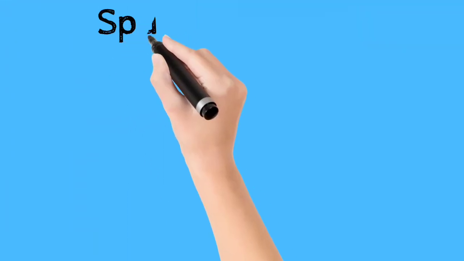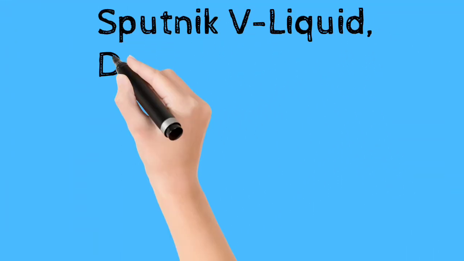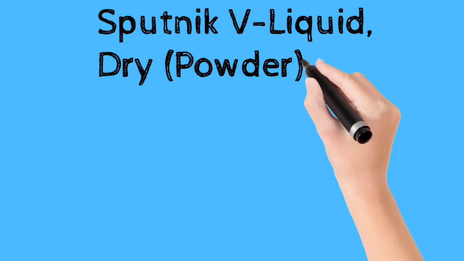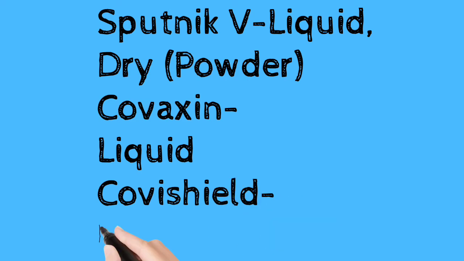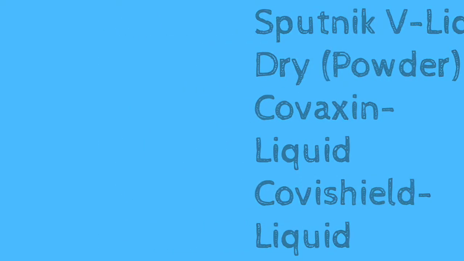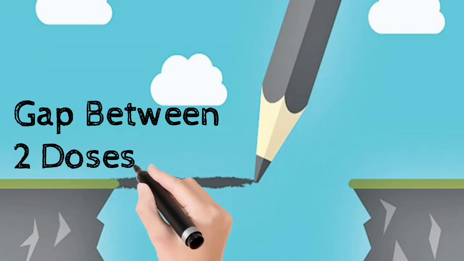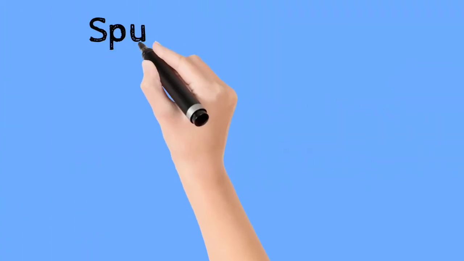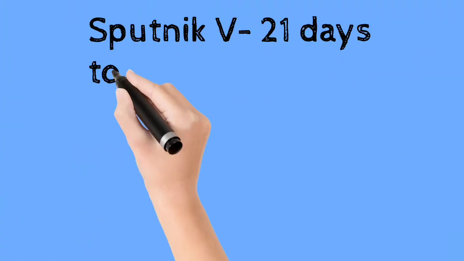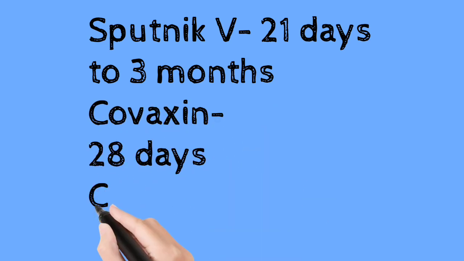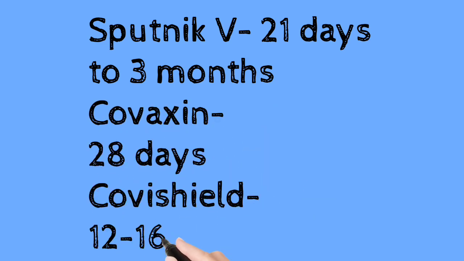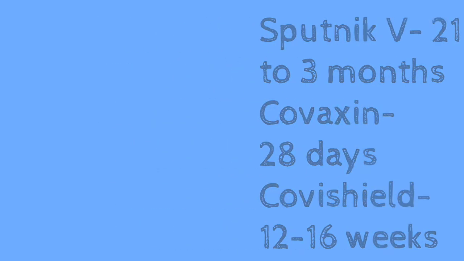Now we shall see the forms of the vaccines. Sputnik V is available in liquid form or dry form. The dry form is in a powder. Covaxin is available in liquid form and Covishield is available in liquid form. What is the gap between two doses of vaccines? Sputnik V has a gap of 21 days to 3 months. Covaxin has a gap of 28 days and Covishield has a gap of 12 to 16 weeks.